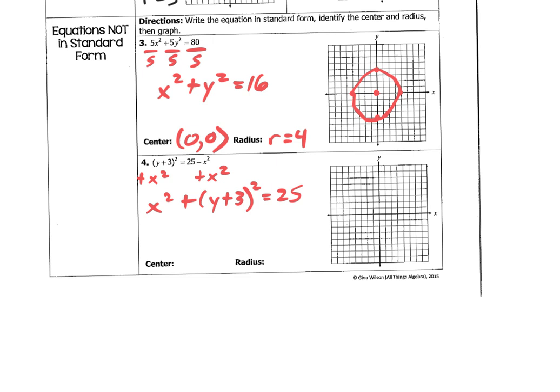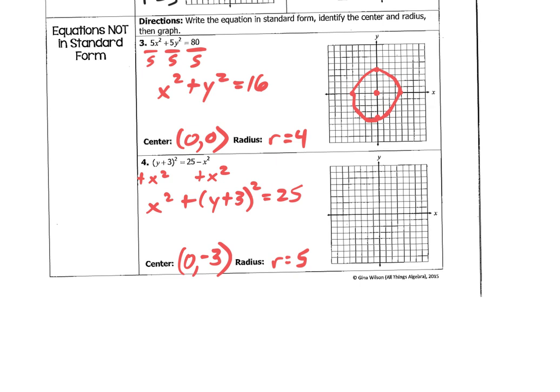On this one, there's no division to do. We don't have any coefficients. Right now, it's in standard form. Now it's in the form we want it to be in. And so my center here, there's nothing attached to the x, so that's just going to be 0. My y would be -3. My radius would be 5.